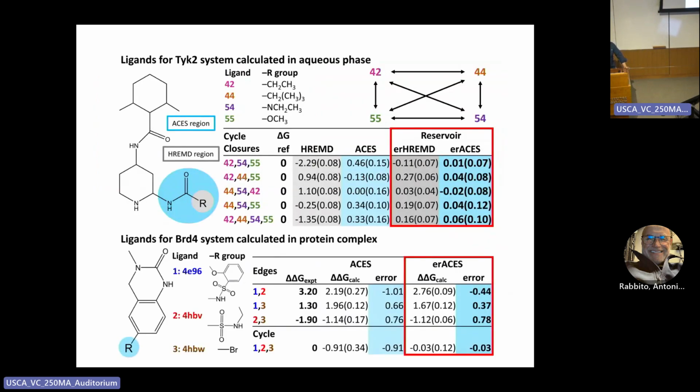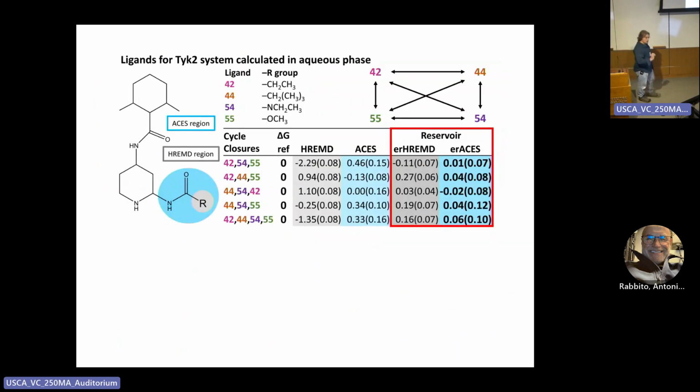But here's what the results look like. This is taking a look at cycle closure errors in solution, using Hamiltonian replica exchange. These numbers, minus 2.29, 0.94, are all supposed to be 0. They're all cycle closures. When we turn on ACES, they get a lot better, but they don't completely eliminate the problem. If we use the end-state reservoir without ACES, but using Hamiltonian replica exchange, they're about as good as ACES. When we do both ACES and reservoir, it nails it.